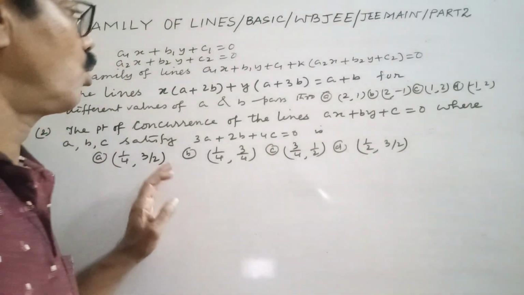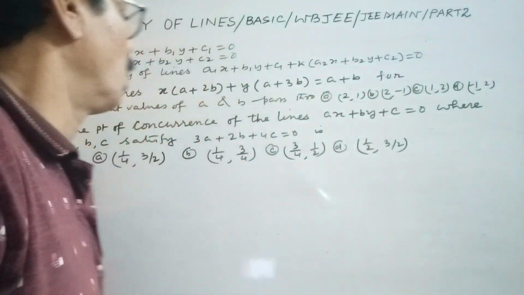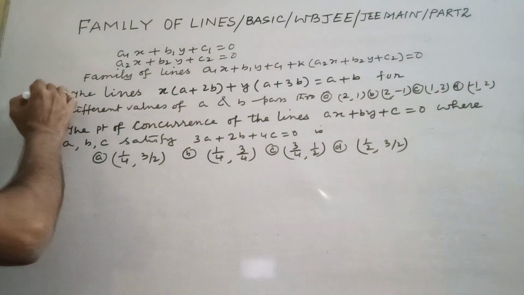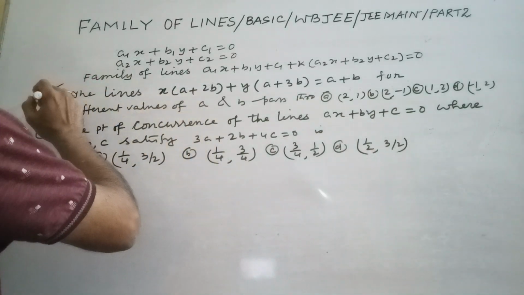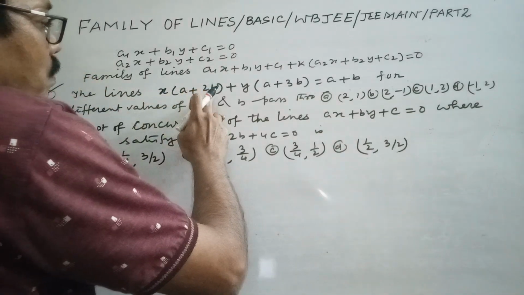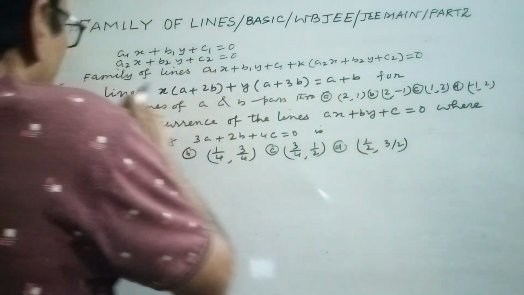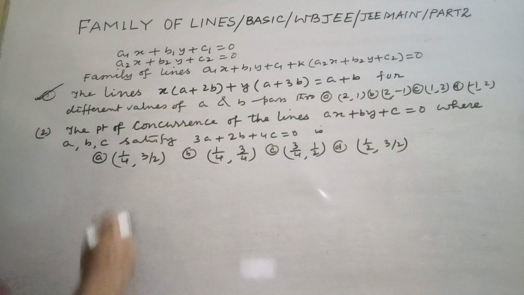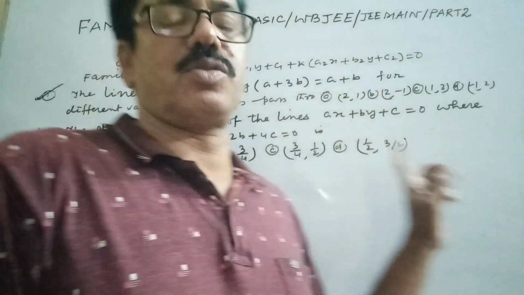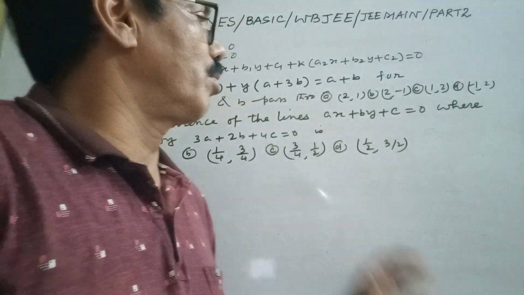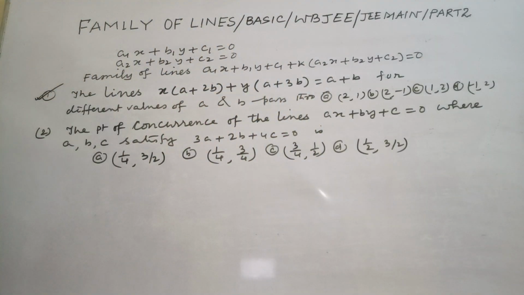Here we have to use the combined formula. So look, very simple problems. Problem number 1: the lines x into (a plus 2b), y into (a plus 3b) equals a plus b. This is the combined equation for different values of a and b. A and b are obviously constants, and the lines pass through a fixed point. So you have to find the fixed point.